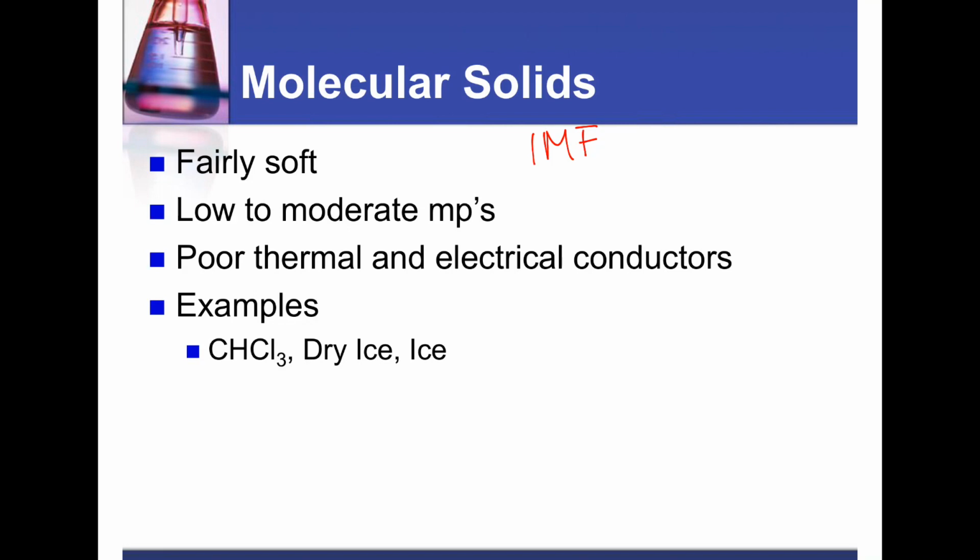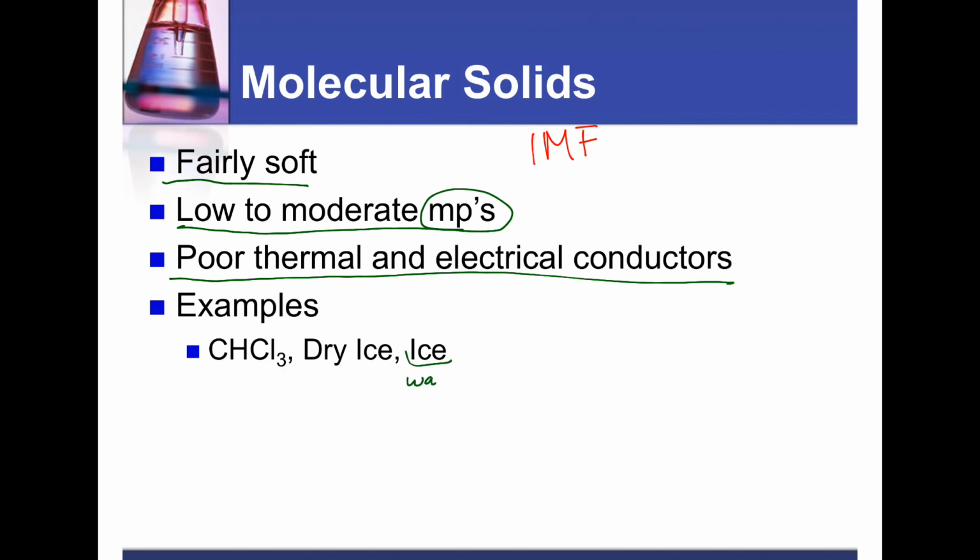Because they're just intermolecular forces and not actual bonds, most molecular solids tend to be pretty soft, not very dense. They have low to moderate melting points and low to moderate boiling points. They are not good conductors because electrons don't flow between the molecules very well. The electrons really are localized within the molecule and they don't flow from molecule to molecule very much. Some examples of molecular solids would be things like water, so solid water, which we call ice, dry ice, which is carbon dioxide, and any covalent but polar molecule would also be an example.